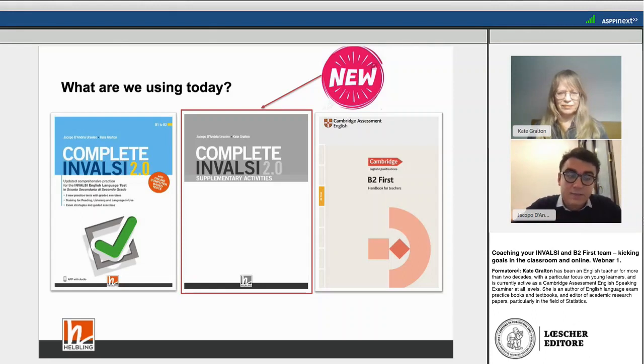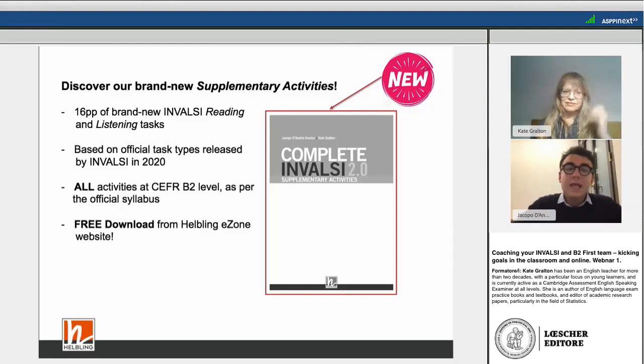And before we get started, I would like to spend a couple more words on this resource. Complete INVALSI 2.0 Supplementary Activities is a 16 pages brand new booklet containing a lot of reading and listening tasks, which are based on all of the official task types released by the INVALSI in 2020. As you may know, Complete INVALSI 2.0 was released in 2019.